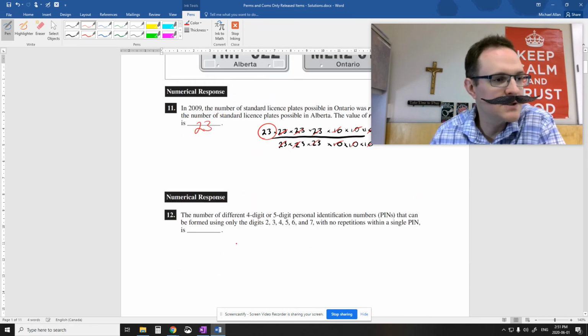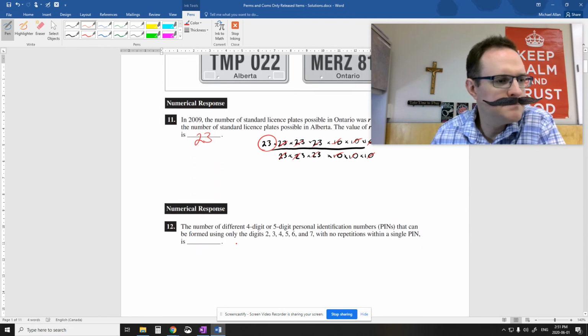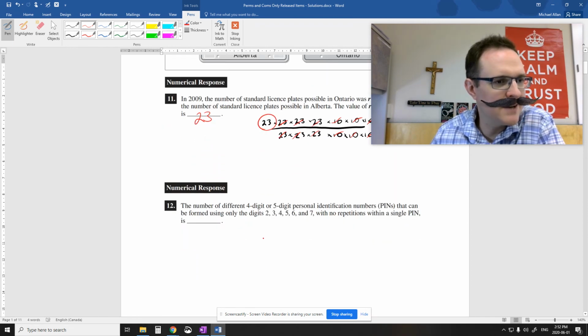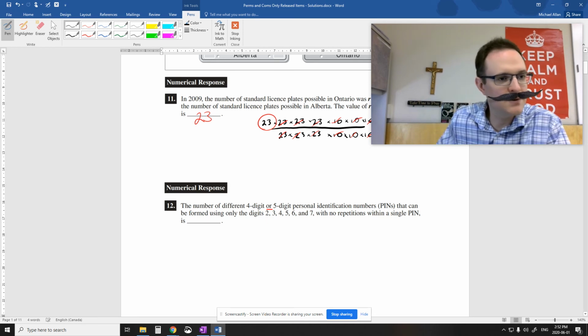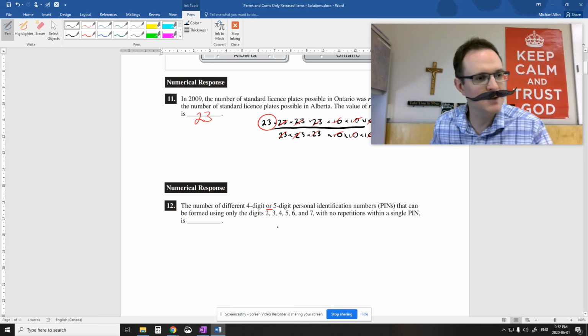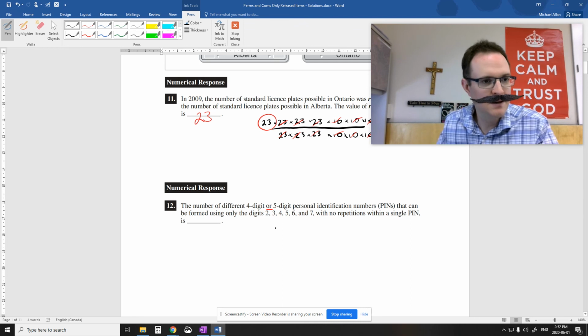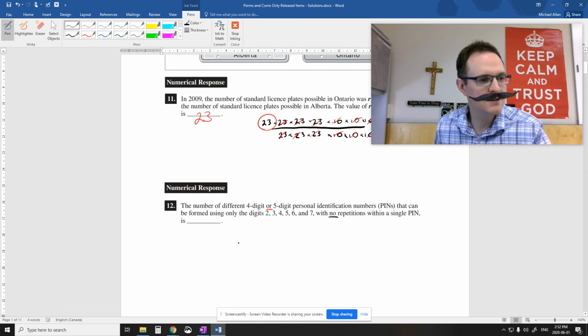Oh, this is a different question altogether. The number of 4-digit and 5-digit personal PIN numbers that can be formed. It says or, so that's a big key. I'm going to add 2 things together. You've got 2 different cases. Using only digits, so there's no 0 and I don't have to worry about starting with 0. No repetition, key, within a single PIN. Okay, so 4 digits, pretty easy.